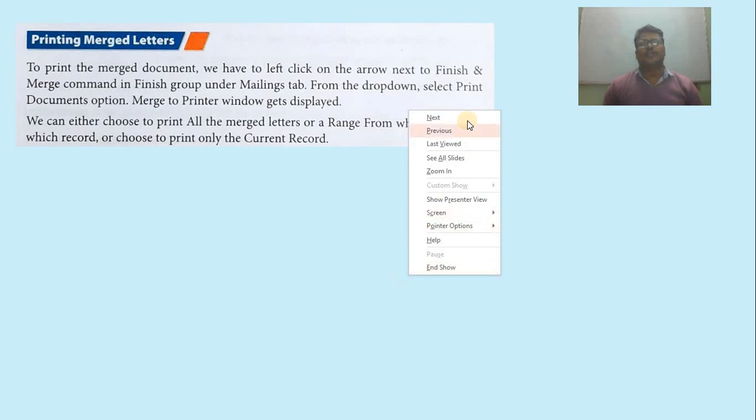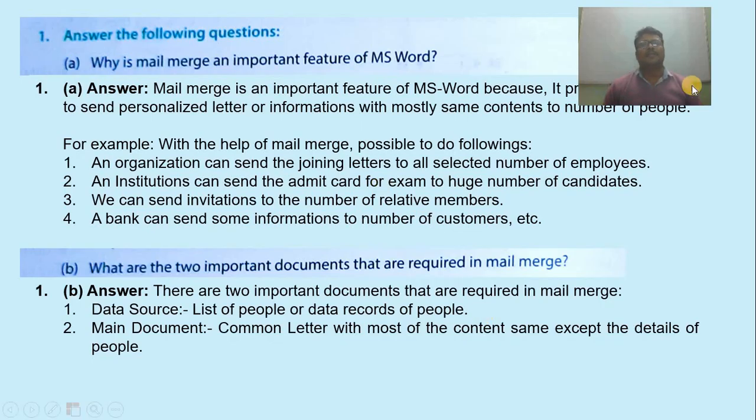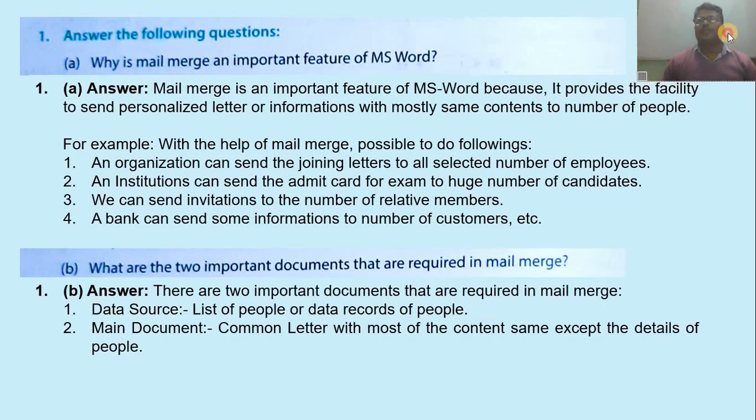Now we go for the question answer round. This is the exercise section. The question is, why is mail merge an important feature? Why is that given here? If you are unable to view the complete answer, I will make my picture smaller so that you can view it. This is the question answer that I have given for your benefit, so that you can write it in your copy and learn it.